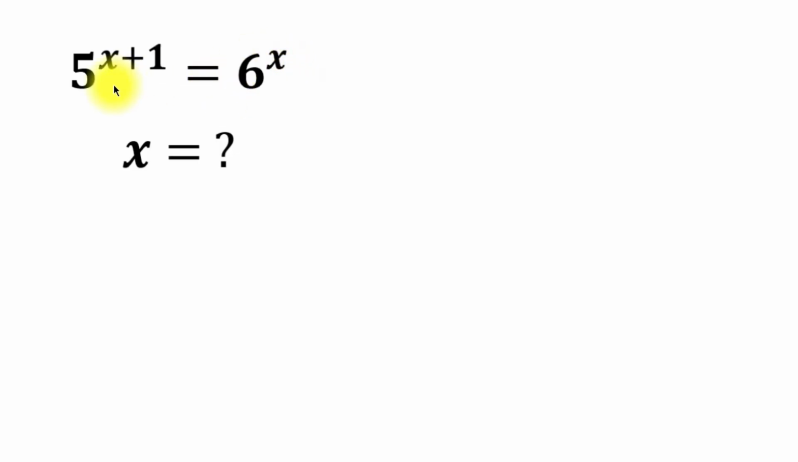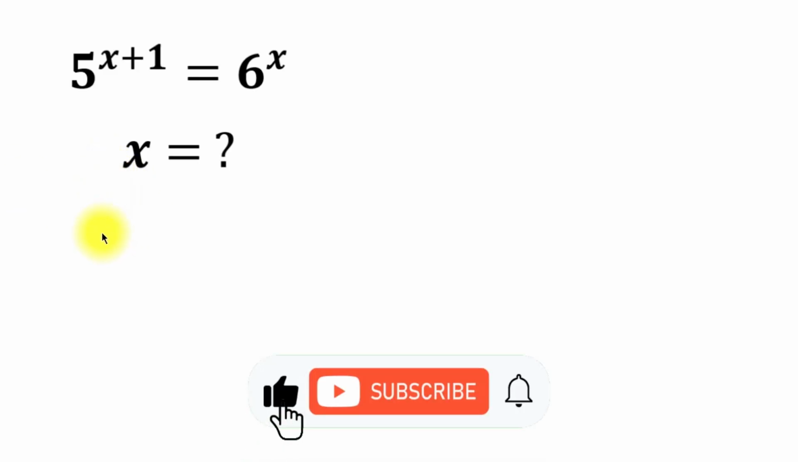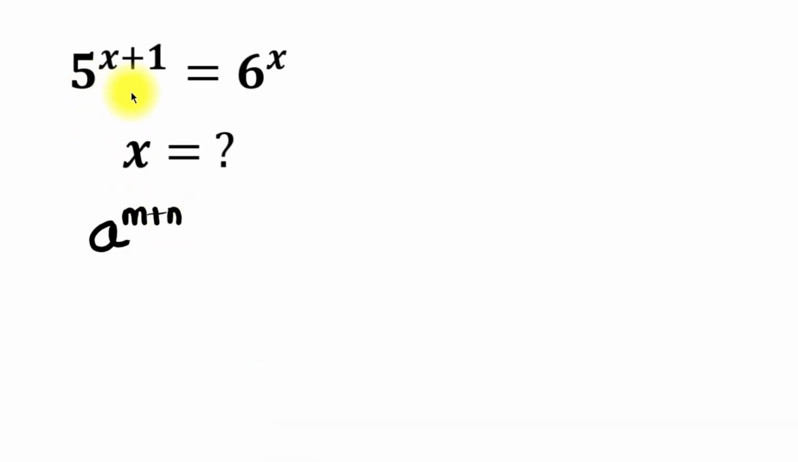Now our first step will be for us to focus on the left-hand side. Let's apply the property of indices here. The property says that when I have a to the power of m plus n, this can be written as a, the base, to the power of m, and then since we have addition, I'm going to be multiplying by the base again to the power of n. Good. Now let's apply this here.